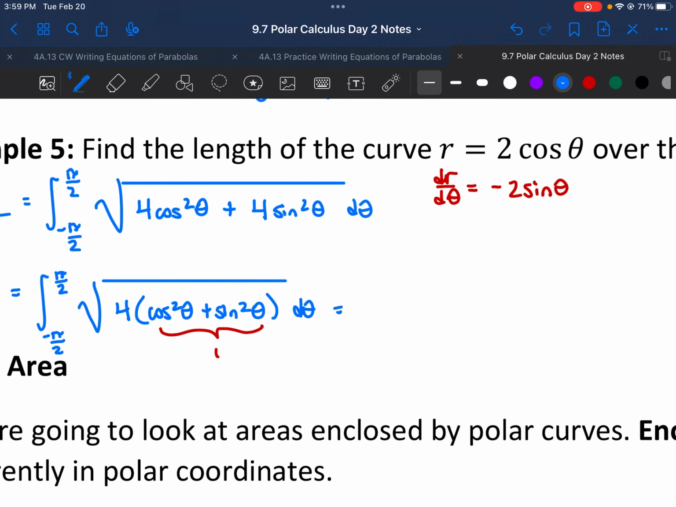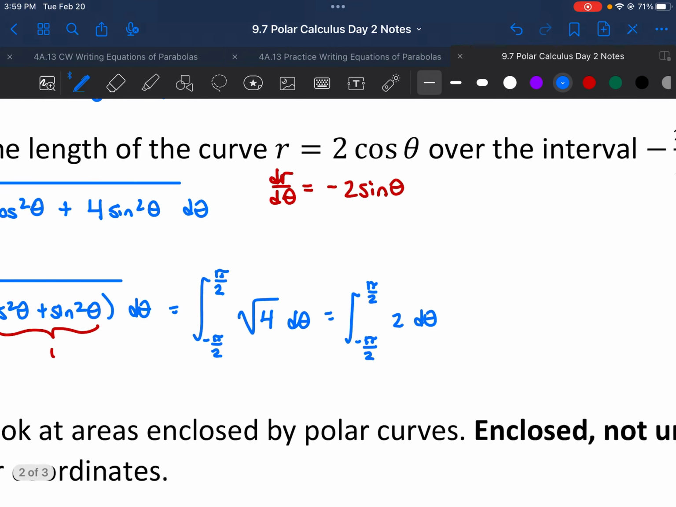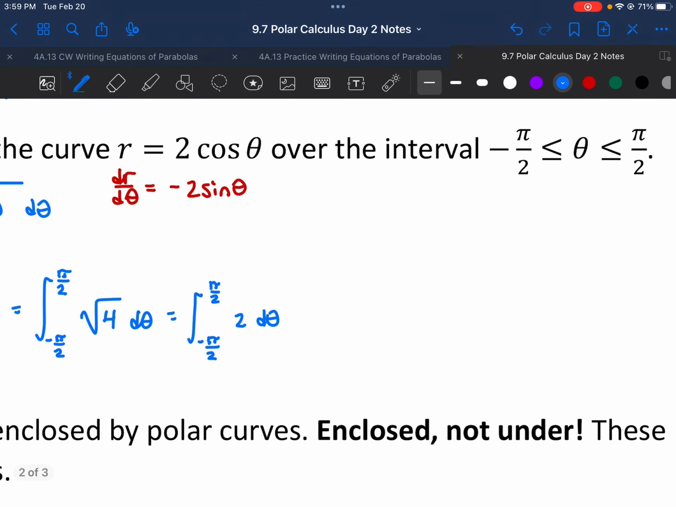So now we have the integral from negative pi over 2 to positive pi over 2, square root of 4 d theta, which is obviously the integral from negative pi over 2 to pi over 2 of 2 d theta. We can very easily take that antiderivative. The antiderivative of 2 is 2 theta. And we're going to evaluate from negative pi over 2 to positive pi over 2.